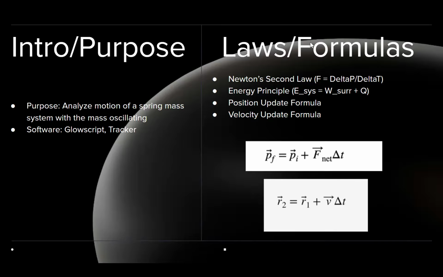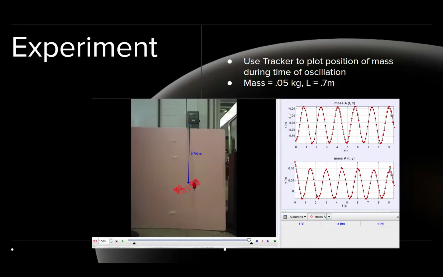The laws and formulas we use in this are Newton's second law, which is F equals ma, but we use the formulation of delta P over delta T, which is change in momentum over change in time. And then we use the energy principle, which says the energy of the system is equal to the work of the surroundings plus a change in internal energy. And then we use a position update formula and the velocity update formula.